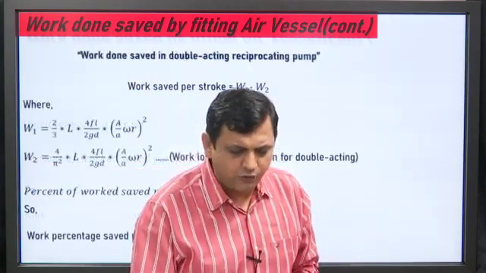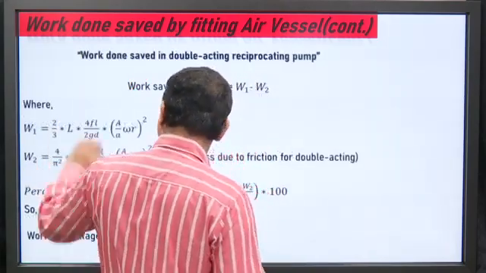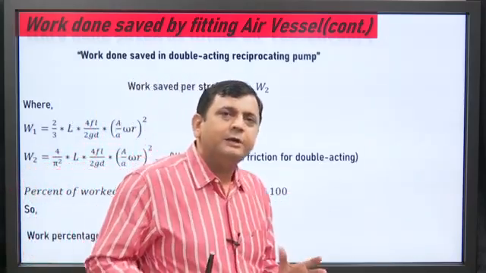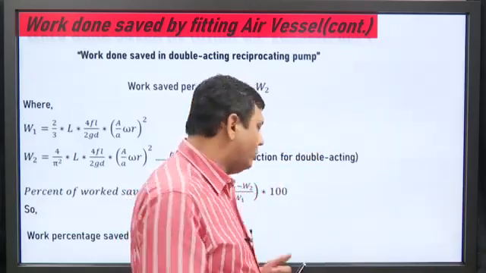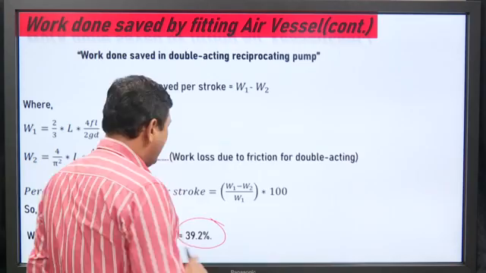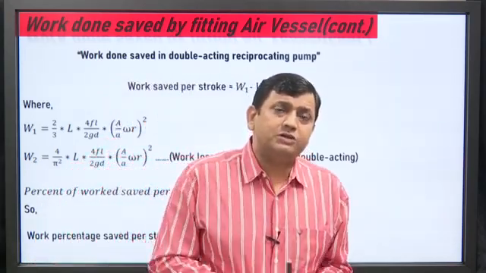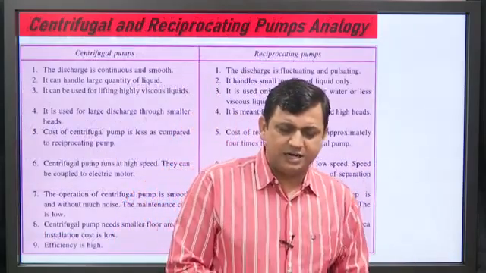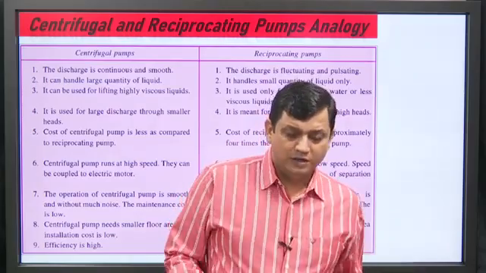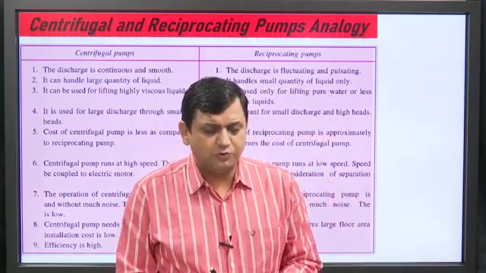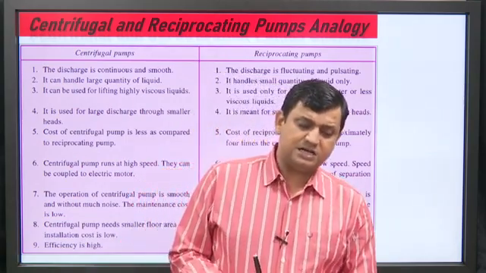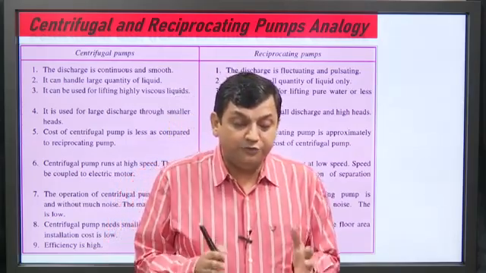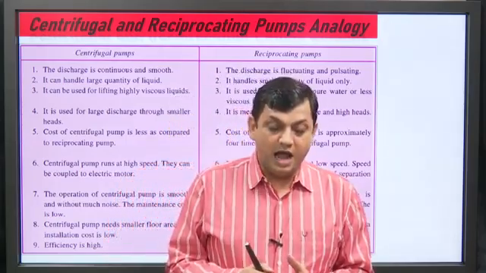What about double acting? The work done becomes double, so this W2 becomes 2 times more. If we compare with and without, we save 39.2%. So in double acting we save 39% power. At last we compare the centrifugal and reciprocating pump. The discharge is continuous and smooth, efficiency is high, and the centrifugal pump runs at high speed. These are some basic differences between centrifugal and reciprocating.